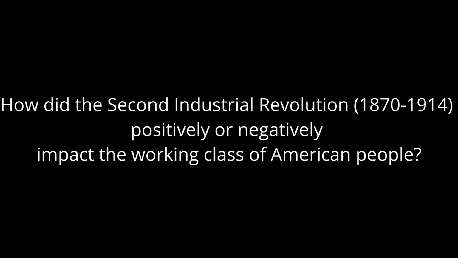The question we'll be looking at today is this: how did the second industrial revolution from 1870 to 1914 positively or negatively impact the working class of American people? Now, you may recall that at the beginning of the second industrial revolution, it marked a time of high inequality with poor working conditions and low wages. This period was called the Gilded Age. The Gilded Age was a period where we were rapidly industrializing and gaining immense wealth. However, only a few shared that wealth and there was widespread poverty for many.